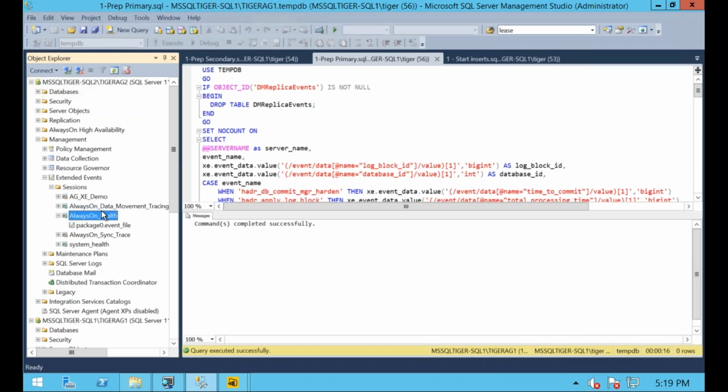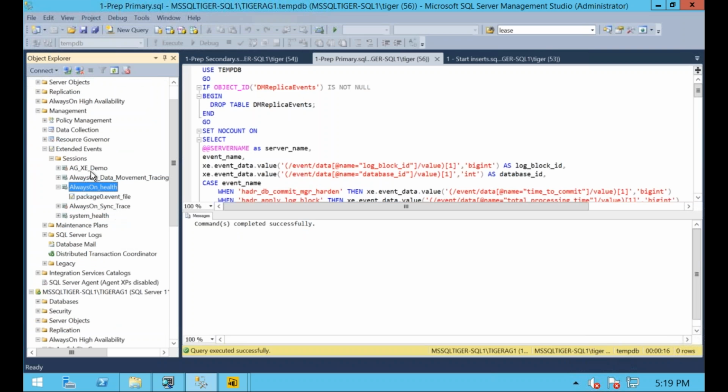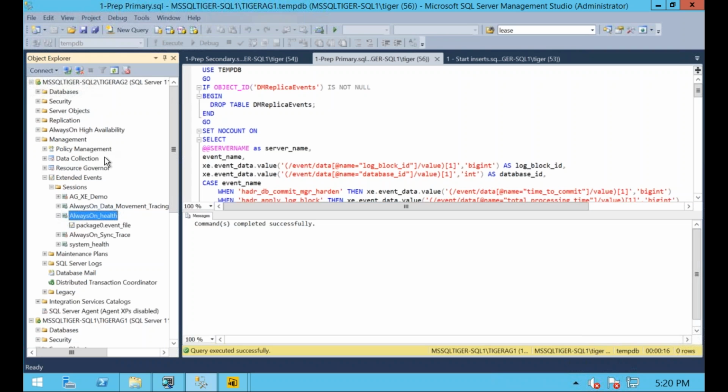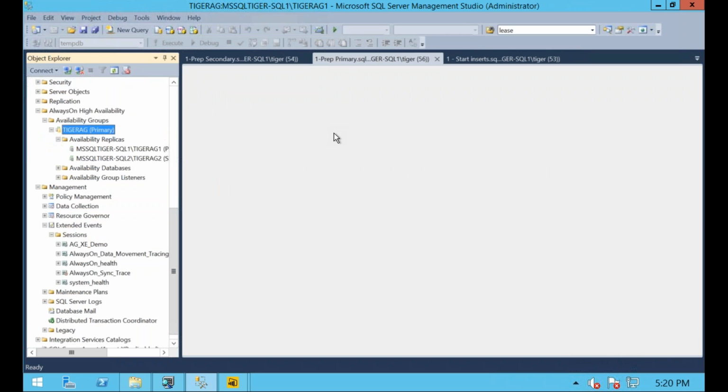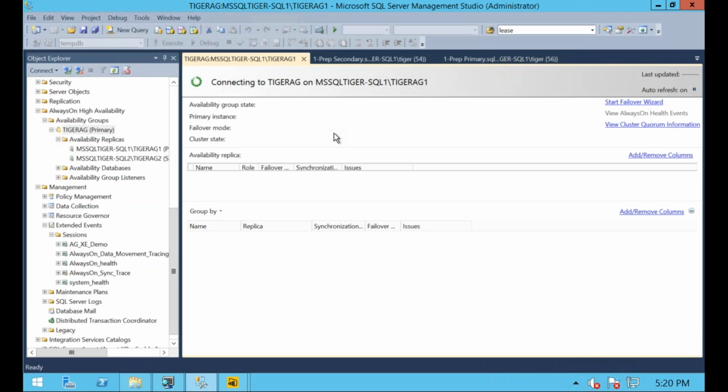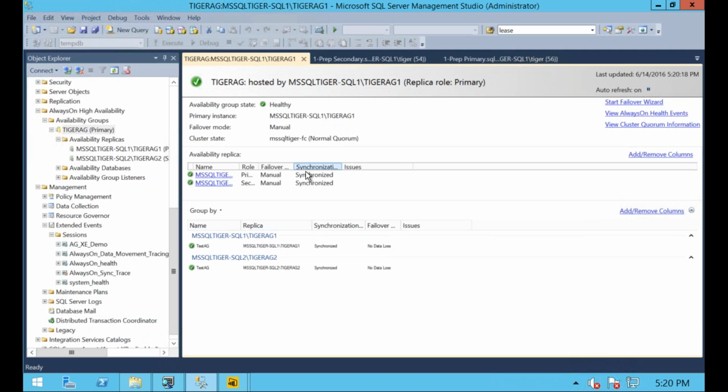So let's see what we are able to find. The first thing that I will do is show you my AlwaysOn configuration. Let me switch over to our primary replica, and if I look at my dashboard, you will see that I have 2 replicas configured. I have both of them set up with one database. There is Tiger AG1, which is my primary replica, and then there's Tiger AG2, which is my secondary replica. Both of them are currently synchronized. I don't have any issues right now.